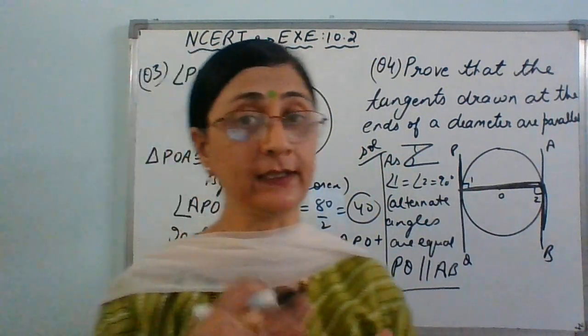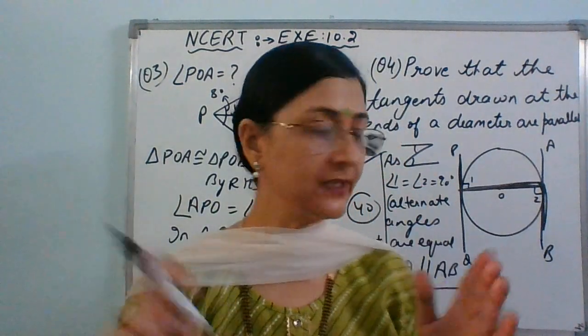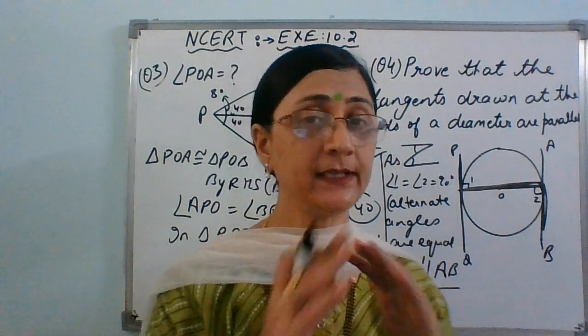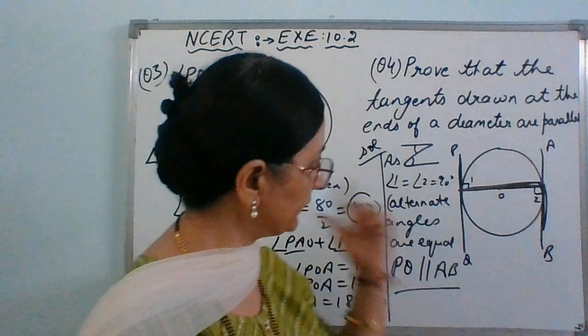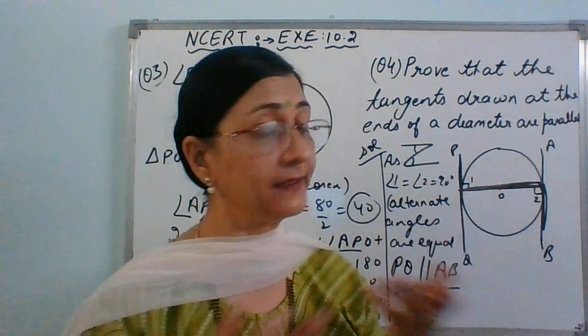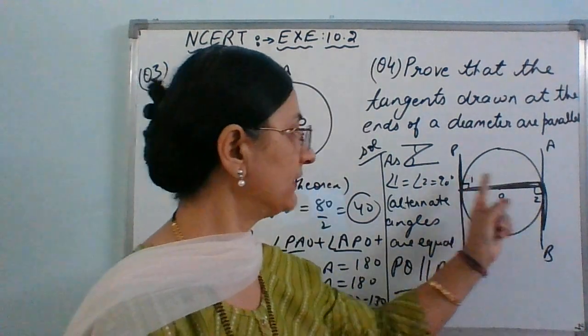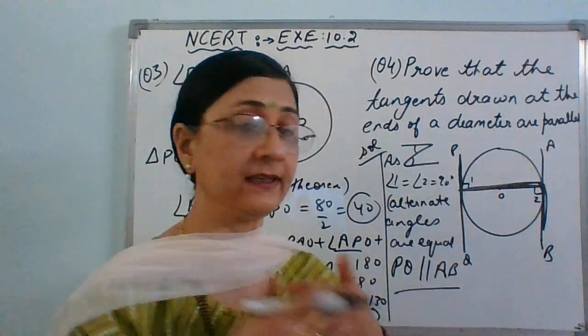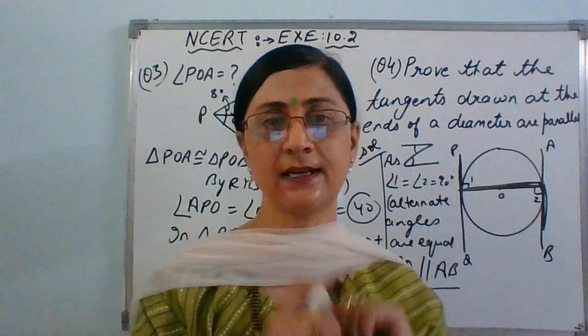For lines to be parallel, you have a transversal line, and there the alternate angles should be equal. So we got that the alternate angles are equal, 90. Why 90? Because tangents and radii touch at 90. So if the alternate angles are equal, the lines are parallel.